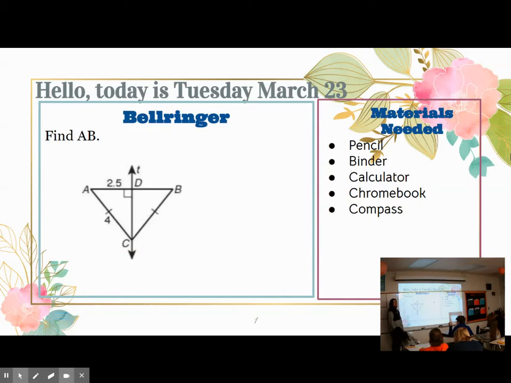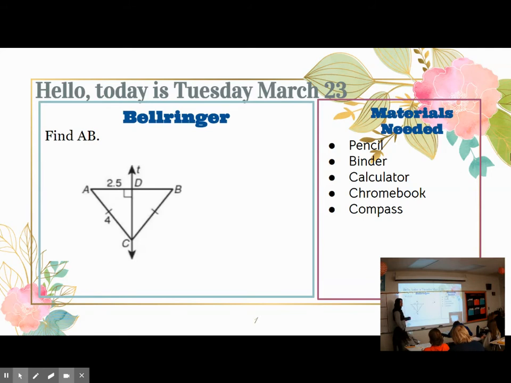All right, here's my question. How did you know that they were going to be congruent, that both of those were going to be 2.5? I don't know. I just put 2.5. Okay. Can anyone tell us, how did we know that those were going to be congruent?